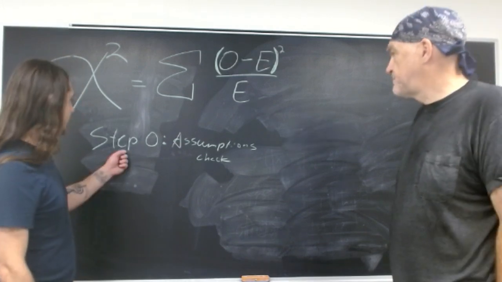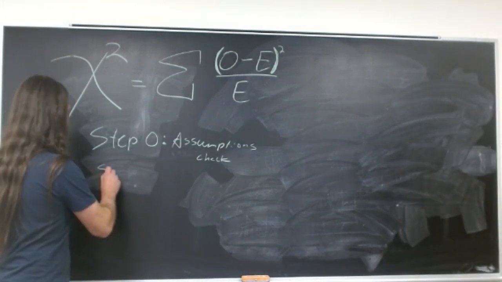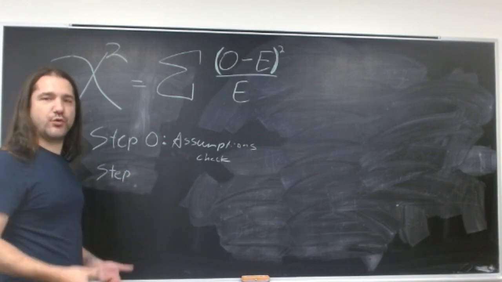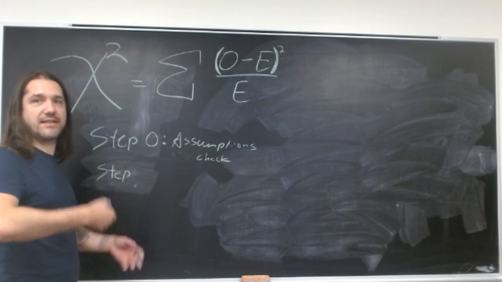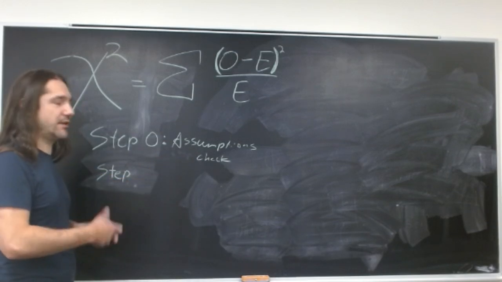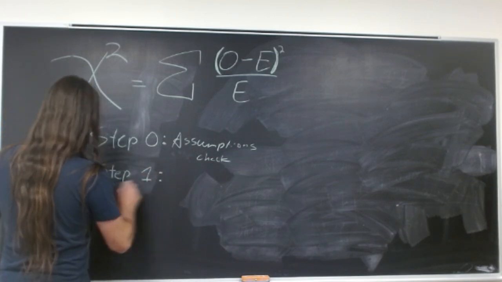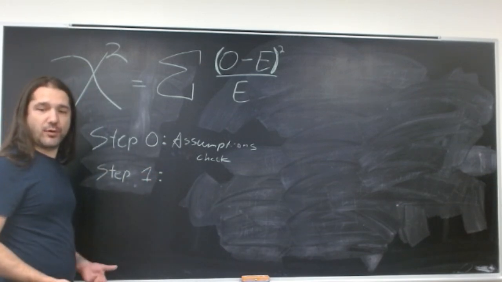All right. So step 0, assumptions check. This answers the question: can we even do the hypothesis testing in the first place? Is the hypothesis test valid? Will its results be valid? And then steps 1 and 2 are the actual question itself.